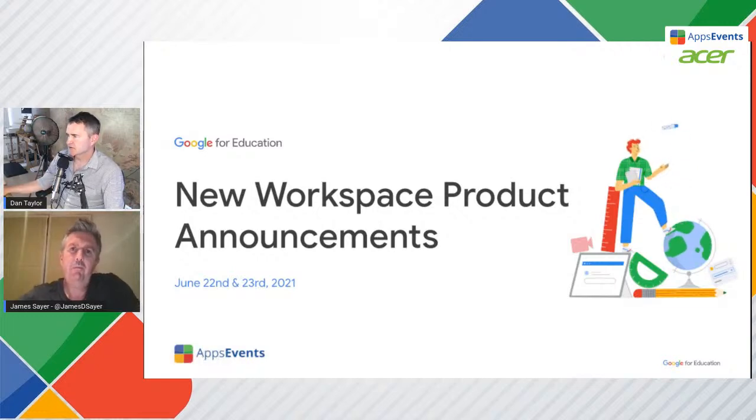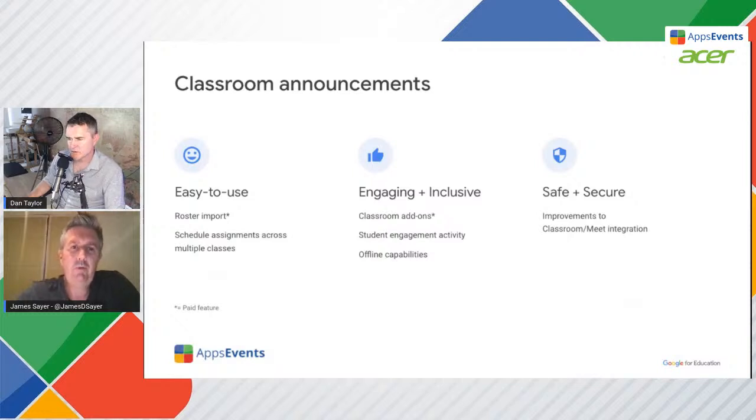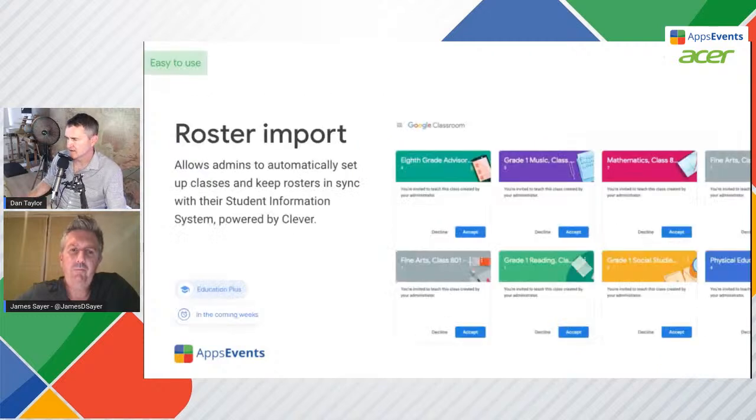So let's jump straight into it, James. Let's go through the slides, see what was announced. So let's start with Google Classroom. There's a few things in Classroom. Google's going for these 3 themes: easy to use, engaging and inclusive, safe and secure. So they've kind of put them in these categories. So let's take a look at some of the announcements.